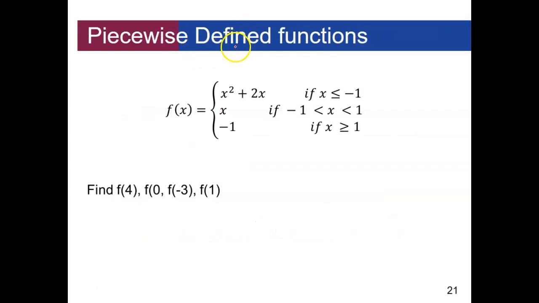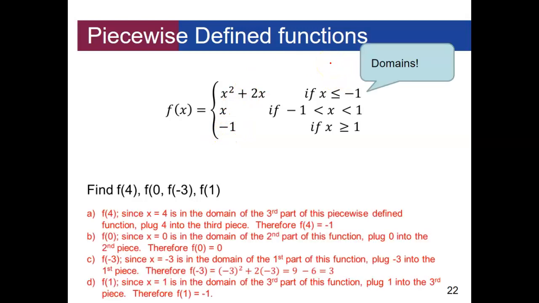Okay, piecewise defined functions. These are important functions because sometimes a function is defined by different pieces, literally, hence the name piecewise defined functions. So this one has 3 different pieces. The first piece is actually a parabola or a quadratic function. The second piece is a line, and the third piece is a horizontal line here. These are our domains. If my input value is less than or equal to negative 1, I'm going to use the first piece. If it's between negative 1 and 1, I'll use the second piece. And if it's greater than 1, I'm going to use the third piece.